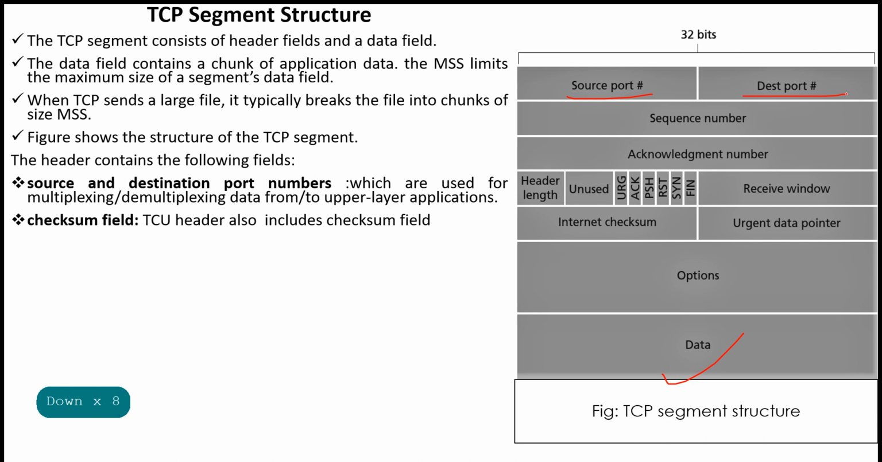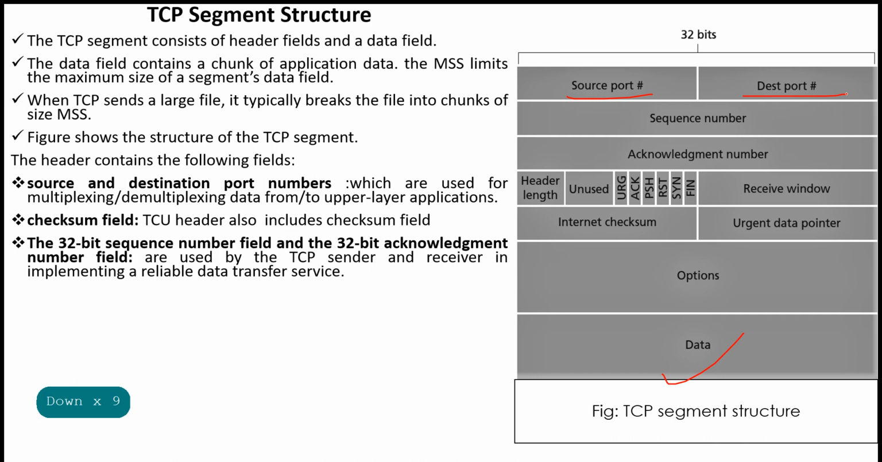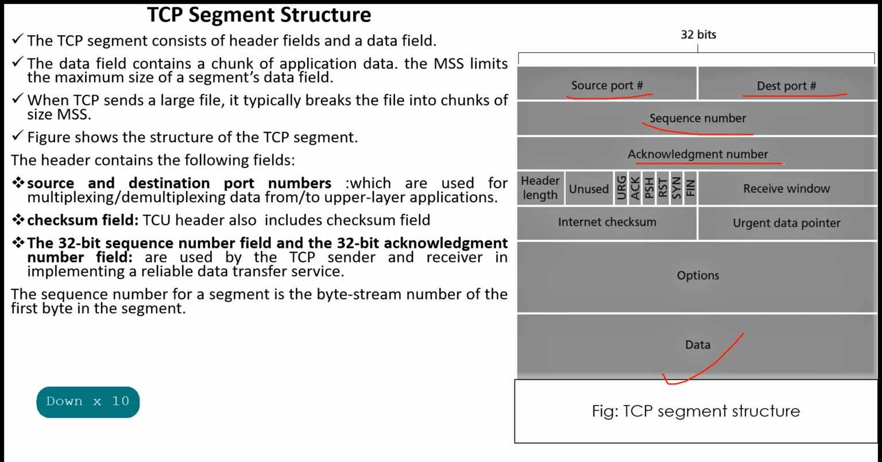The TCP header also includes a checksum field, the 32-bit sequence number field, and the 32-bit acknowledgement number field. These are used by the TCP sender and receiver in implementing a reliable data transfer service. The sequence number for a segment is the byte stream number of the first byte in the segment.